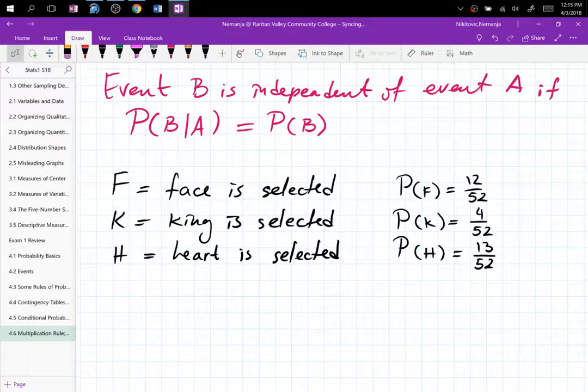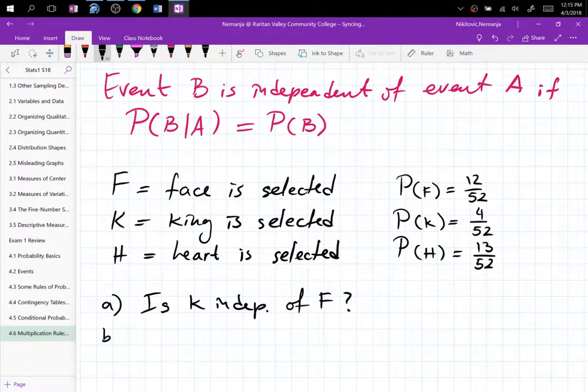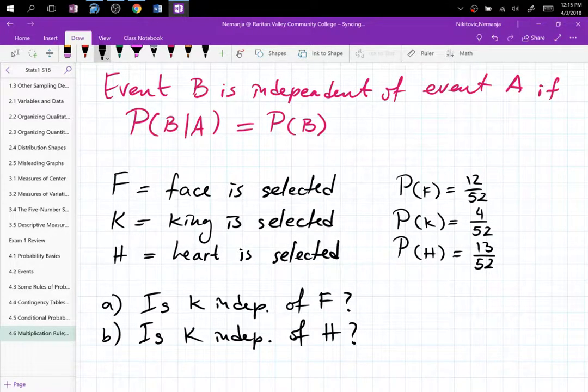So determine whether the event K is independent of F. And B, is K independent of H? So is picking a king independent of picking a face? Yeah. No. So the answer is no.